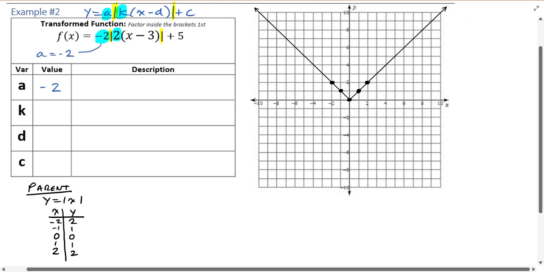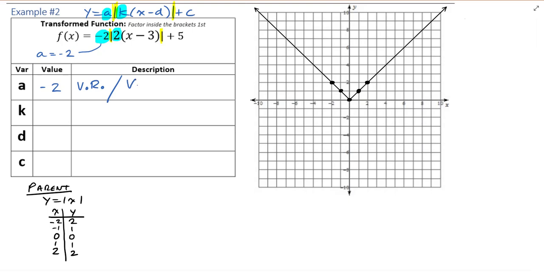A is -2. So as we talked about in the last videos, if it's negative, there is a vertical reflection. So I'll write VR for short. And the 2 part of it, if I ignore the negative for a minute, tells me about the stretch. There's a vertical stretch by a factor of 2. Factor meaning multiplied by here, right?